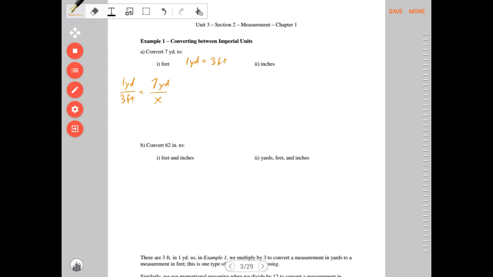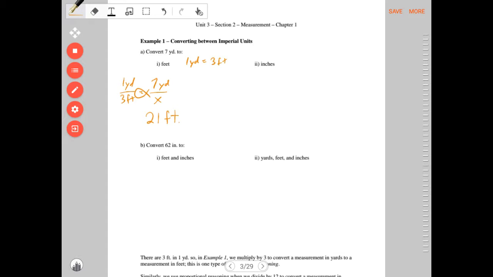So x feet. We set up this simple ratio, and we can cross multiply and divide. So 7 times 3 divided by 1, that is 21 feet.